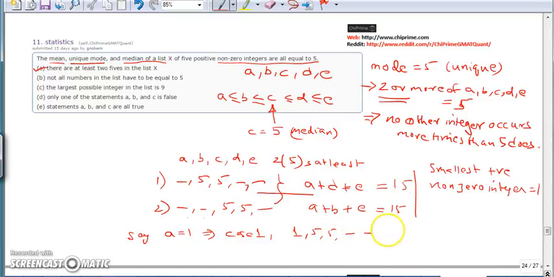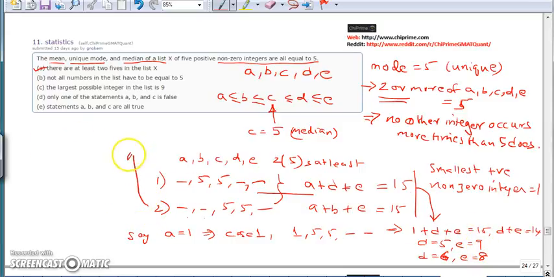Now we know that 1 plus D plus E equal to 15, or D plus E equal to 14, and D has to be greater than or equal to 5, right? So let's say if D equal to 5, E equal to 9. D equal to 4, D cannot be equal to 4, right? Because D is to the right of the median, which is C. So D can be equal to 6, in which case E is equal to 8. So for case 1, if A equal to 1 yields E can be 9 or E can be 8. Let's look at case 2.